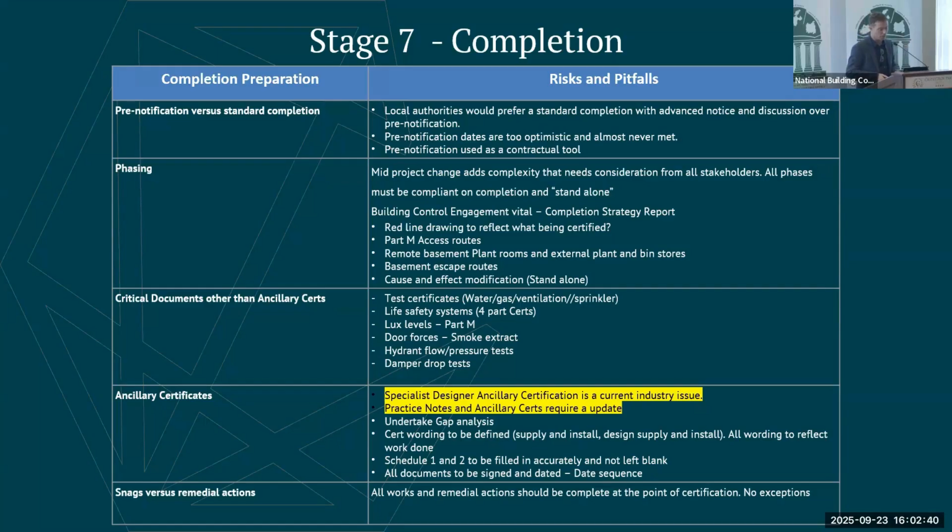Damper drop tests are another obviously one. It's a high risk work package. You need to make sure that those dampers will function as designed in the event of a fire.